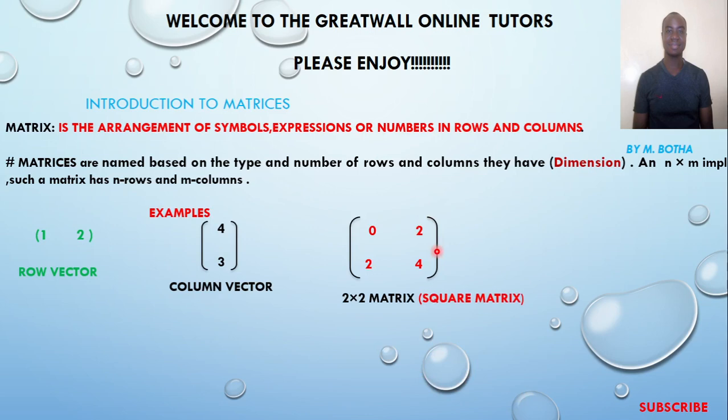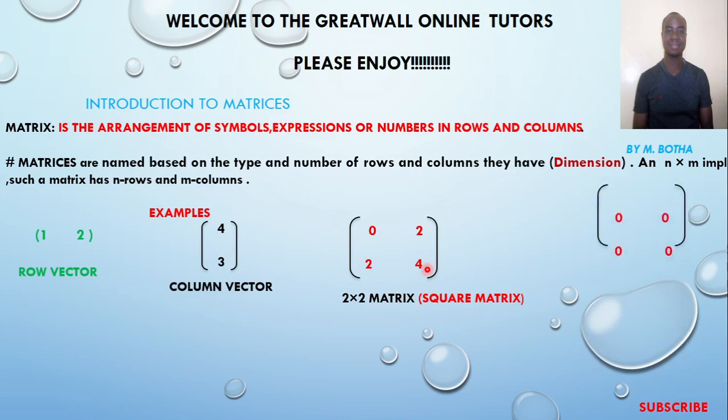And apart from it being a 2 by 2 matrix, it is also a square matrix. Why do we say it is a square matrix? Well, when you look at the name itself, a square shape has all the sides equal, right? Now the same applies to this matrix. When you look at it, the number of rows is equal to the number of columns that it has. So it has 2 rows and 2 columns, and that makes it a square matrix.